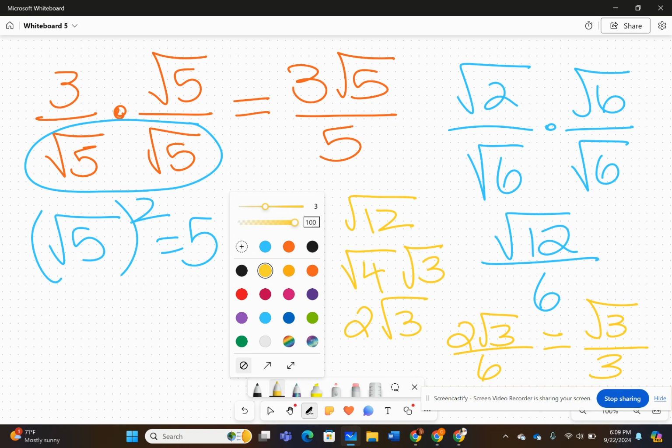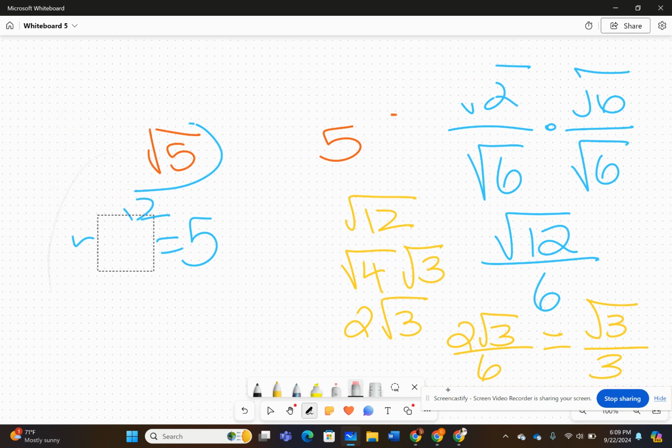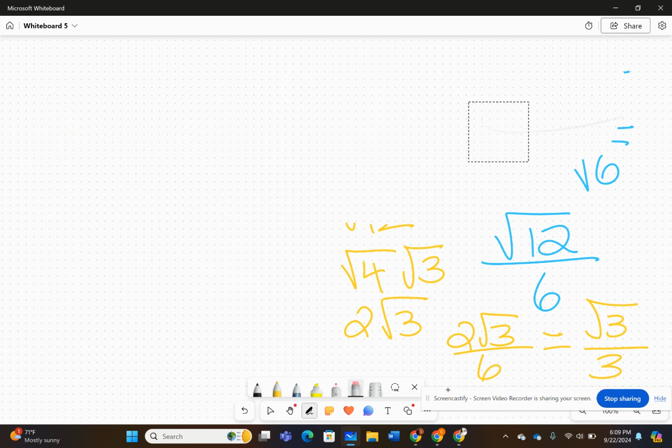Okay, so I'll give you 2 more examples. Let me just erase all of this if I can. Okay, so here's 2 more examples. Whoops. Okay.